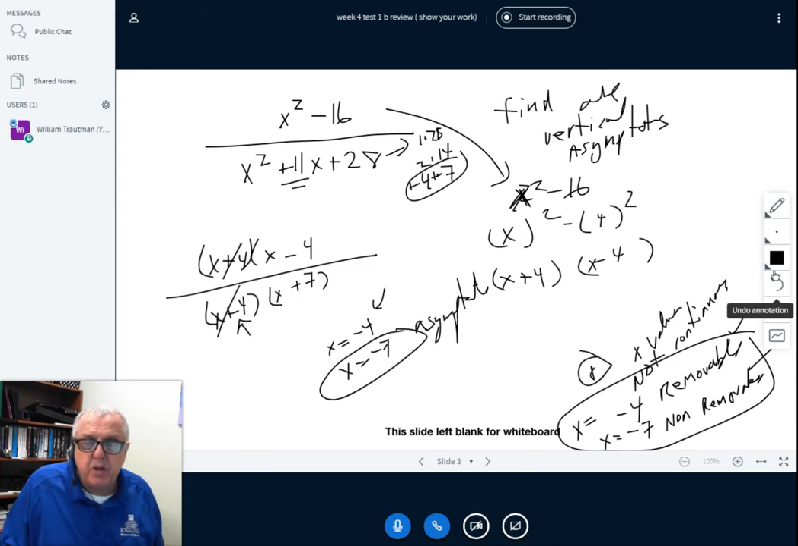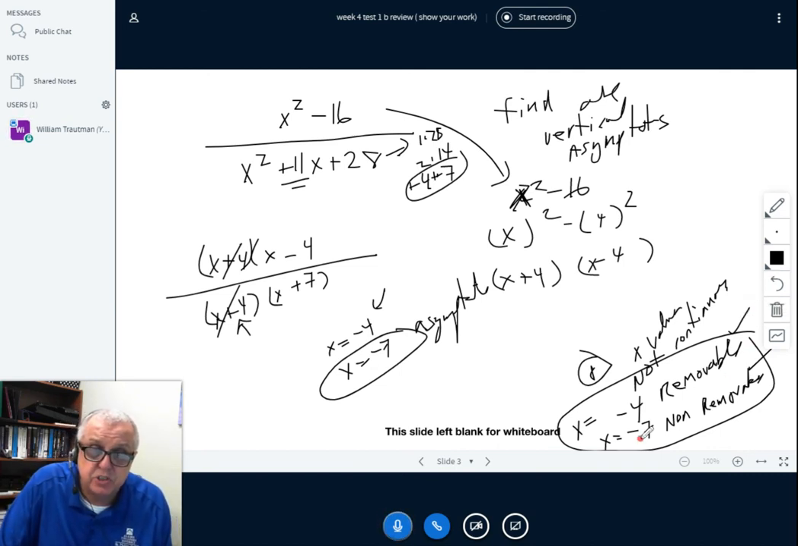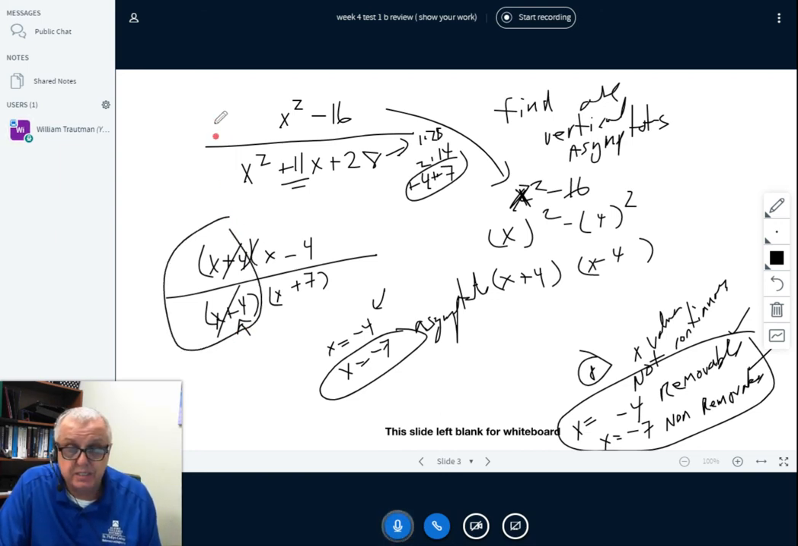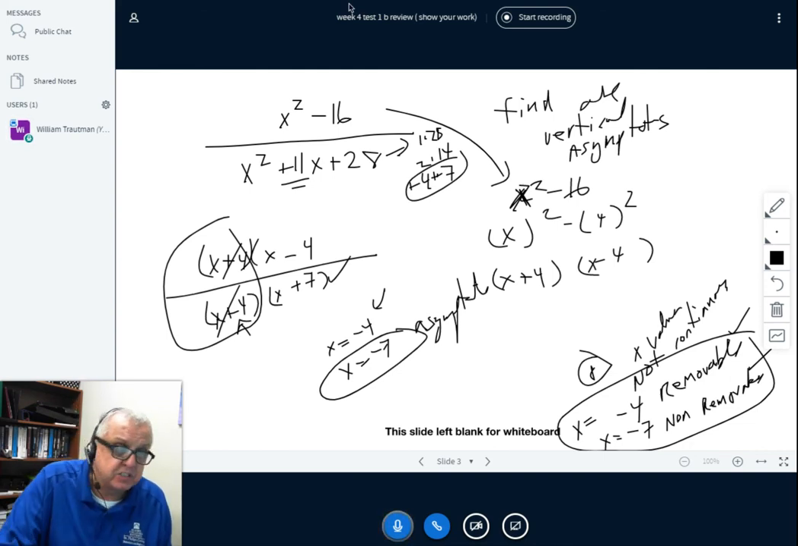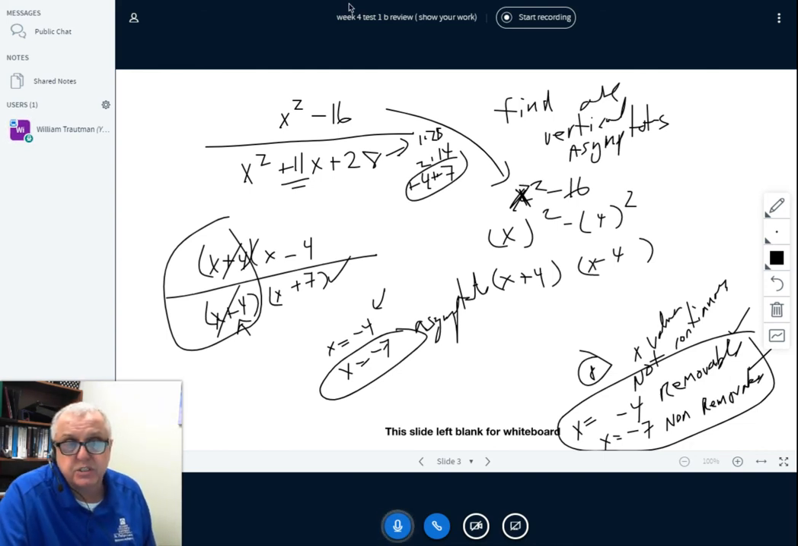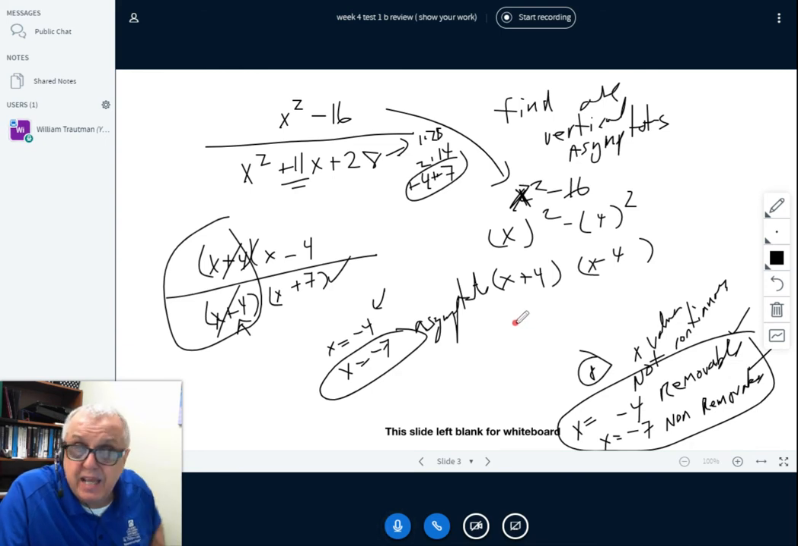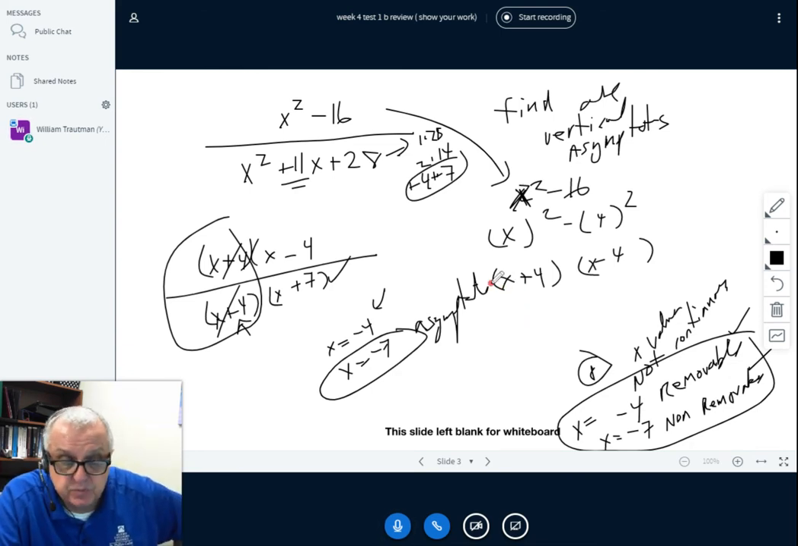When you have the bottom of a fraction that makes the fraction undefined, if it cancels out with something on the top, it's a hole, and we call that a removable discontinuity. If it's an asymptote, it's a non-removable discontinuity. We didn't remove any piece of the graph. There's just a gap, an invisible line that your graph cannot cross. And that is the test review.